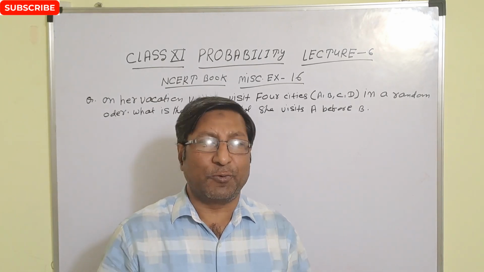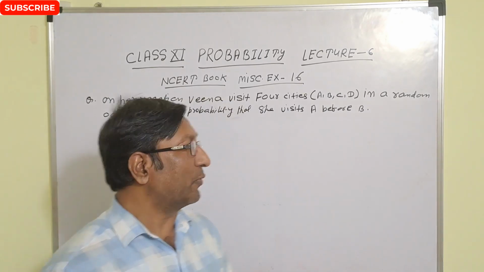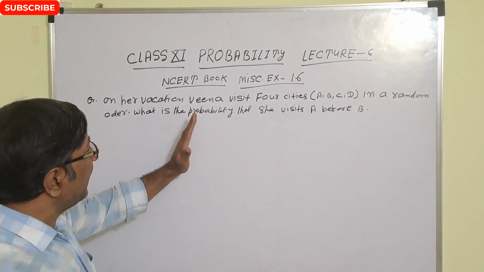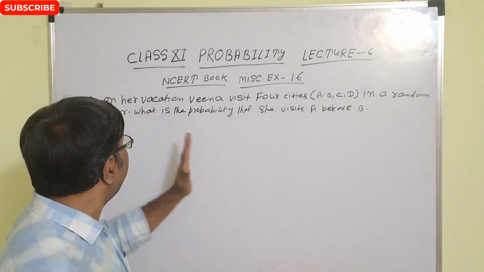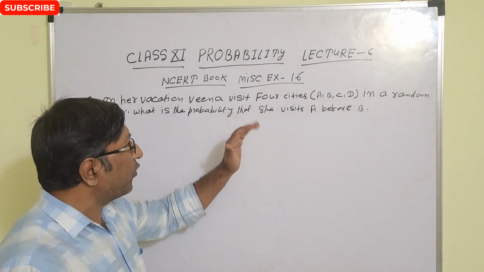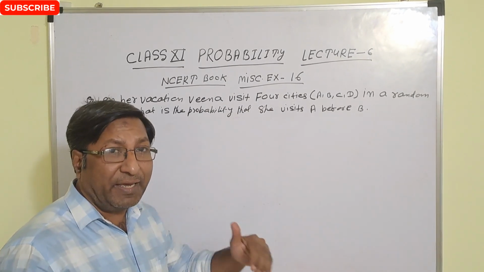Most important question of probability. Let us see the question. On a vacation, Veena visits 4 cities A, B, C, D in a random order. What is the probability that she visits A before B?